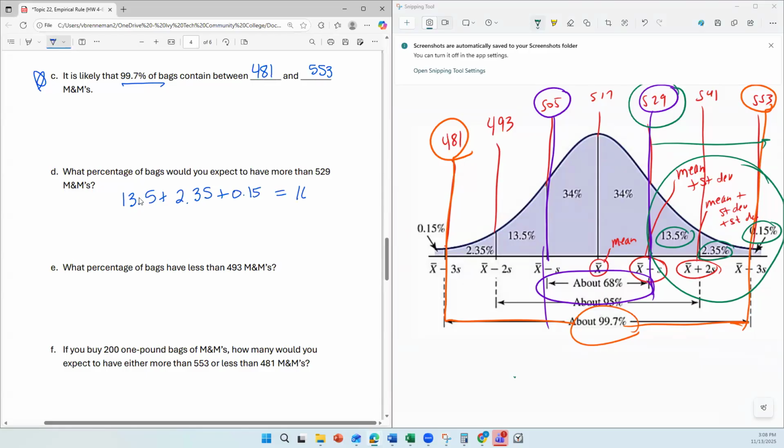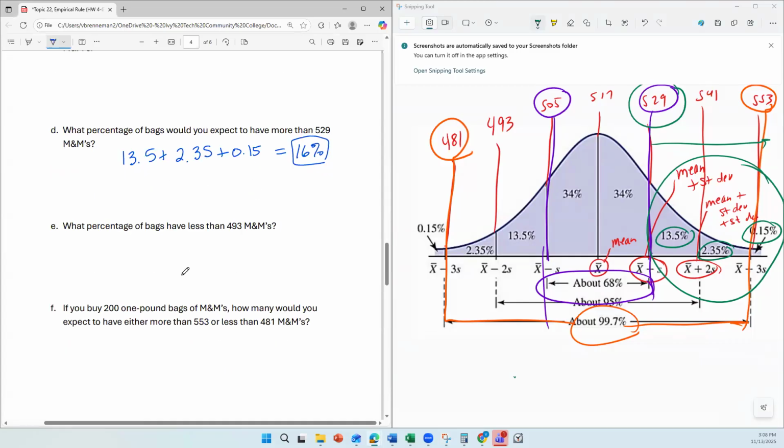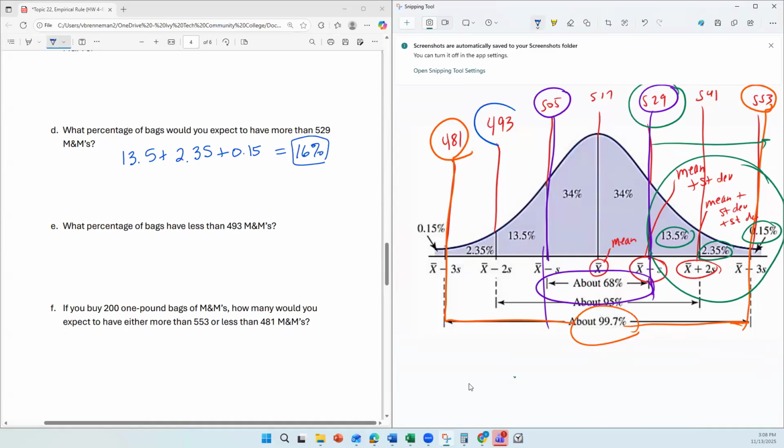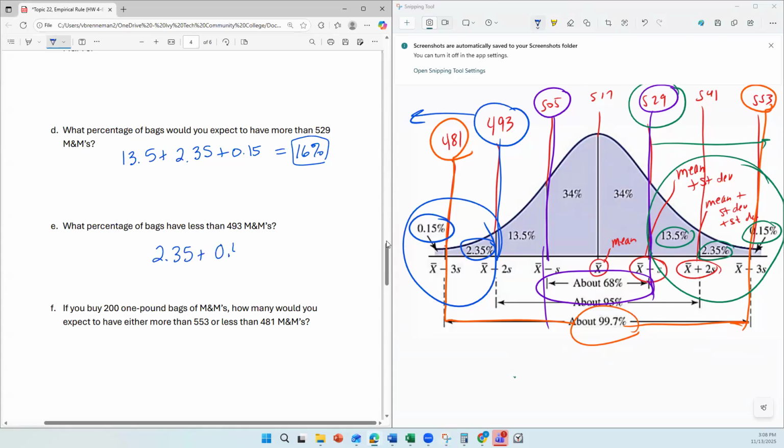And that adds up to 16. Then what percentage of bags have less than 493 M&Ms? I'm going to find my 493. I want less than that, so that's going to be these areas. So the 2.35 and the 0.15, add those. So that's 2.5%.